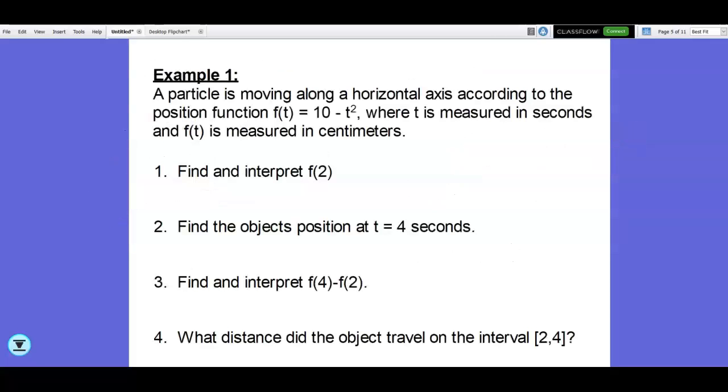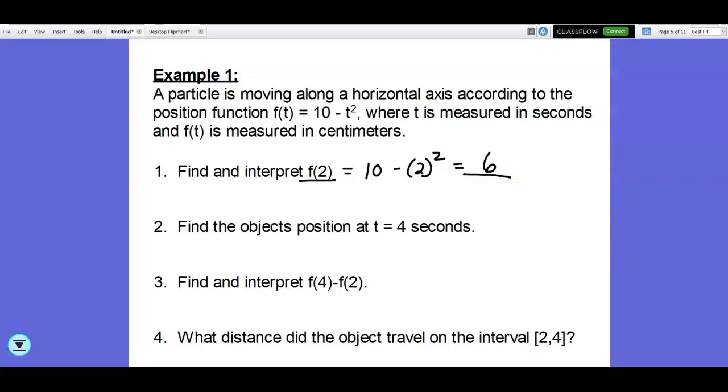So let's go ahead and do our first example here. A particle is moving along a horizontal axis according to the position function f of t equals 10 minus t squared, where t is measured in seconds and f is measured in centimeters. So find and interpret f of 2. Well, I'm sure you wouldn't have trouble finding f of 2 because you know that means just plug it in to the function. So 10 minus 2 squared, that's 10 minus 4, which is 6. So f of 2 equals 6.